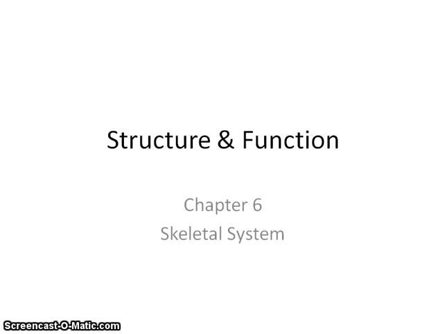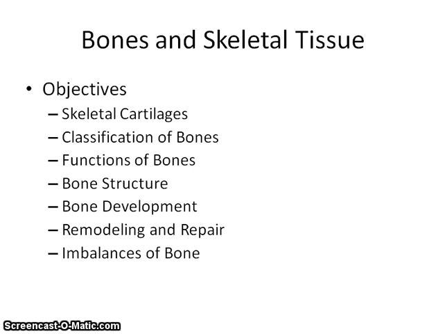Everyone! This is one of my favorite chapters, so I'm excited to go over the skeletal system with you. Some objectives for this chapter are to look at the skeletal cartilages, which ties into the tissues we talked about in one of the earlier chapters, and then to classify bones, look at the function and structure of the bones, how they develop, how they repair themselves, and then what happens when things go wrong.